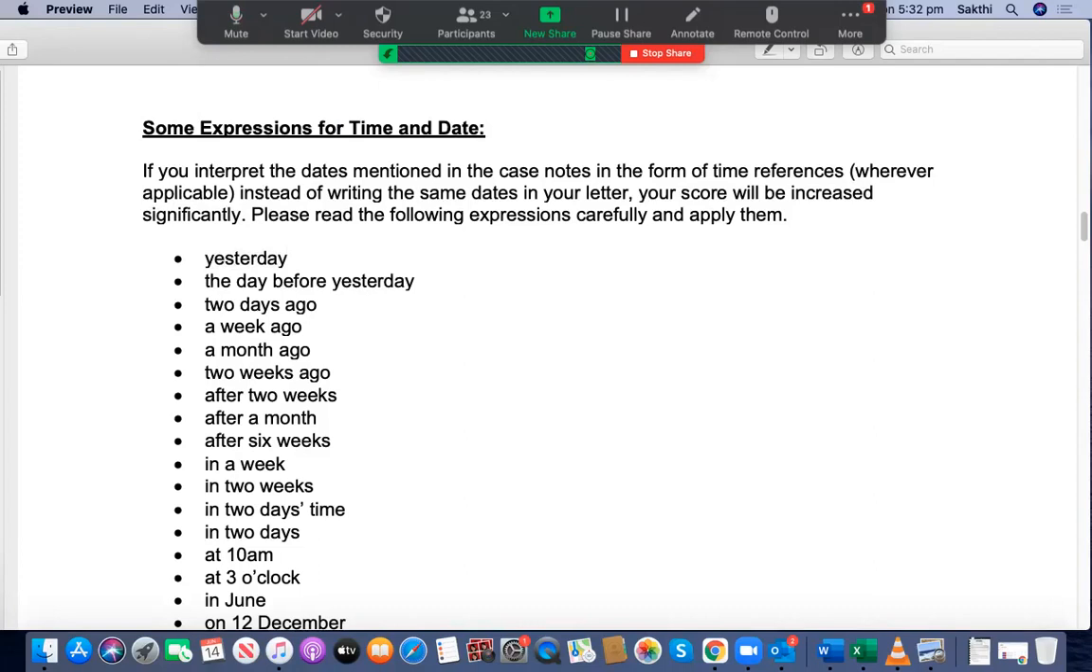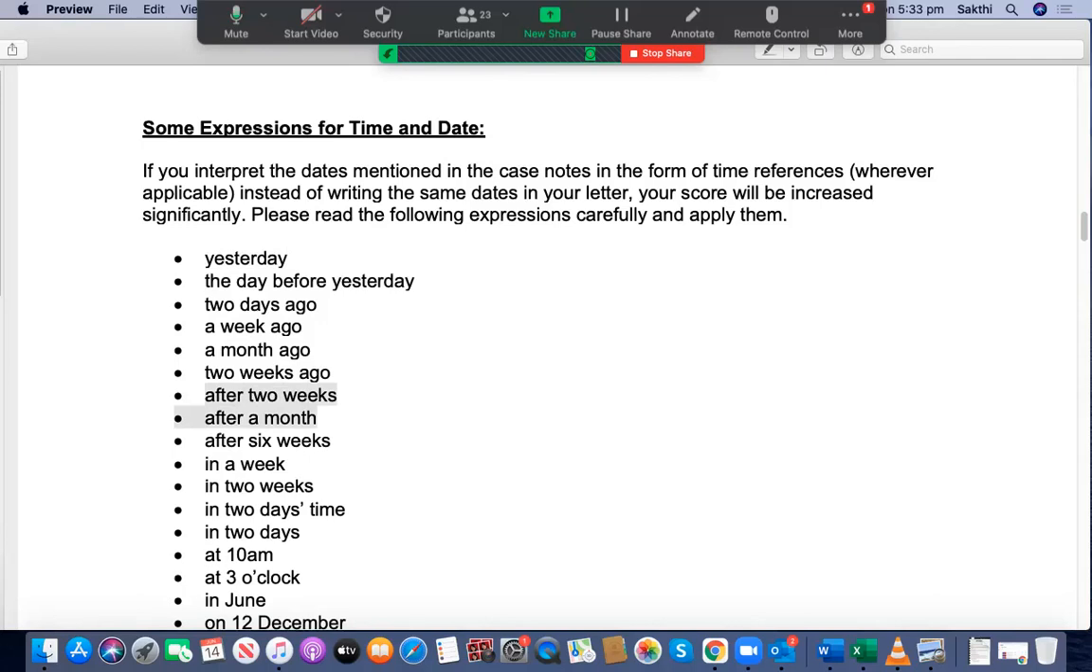It's not good. Similarly, if the patient was admitted 2 days ago, please write 2 days ago or the day before yesterday, instead of writing down the dates. Similarly, a week ago, a month ago, wherever applicable, please use them, or after 2 weeks. If the patient needs to be referred to someone else, or has an appointment after 2 weeks, please use "after 2 weeks" instead of writing down the date.